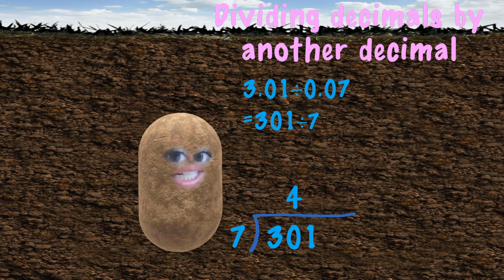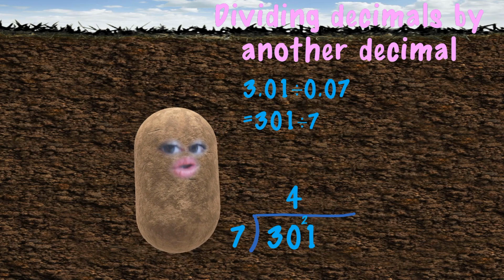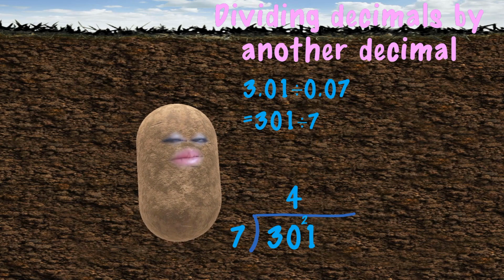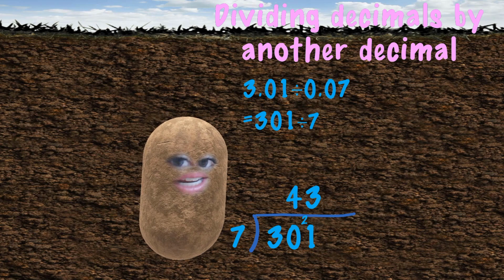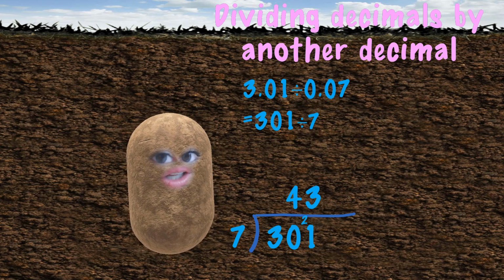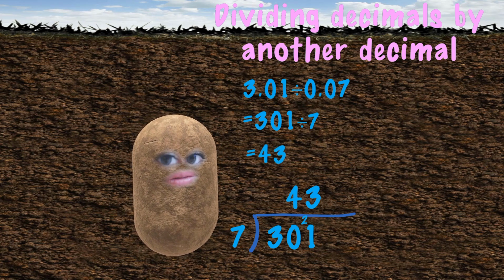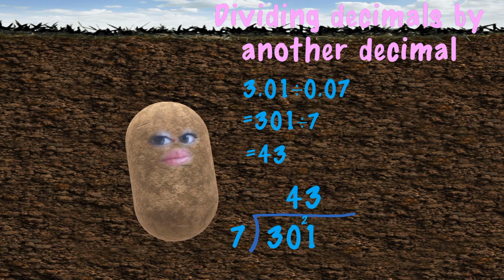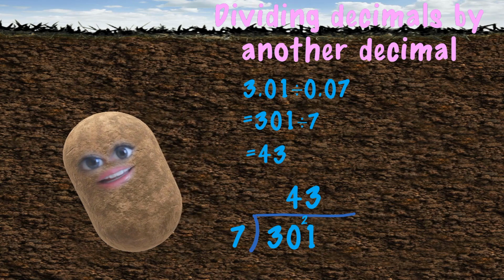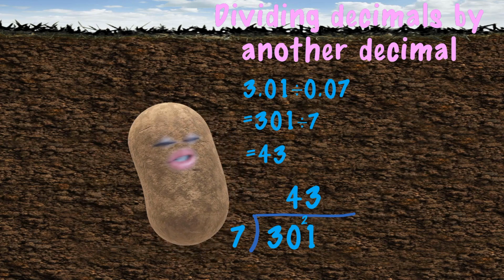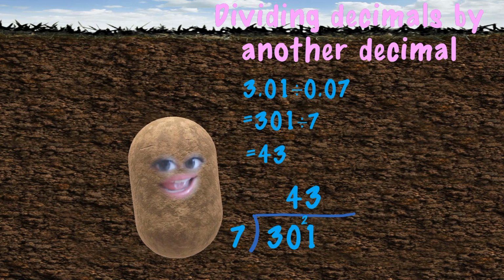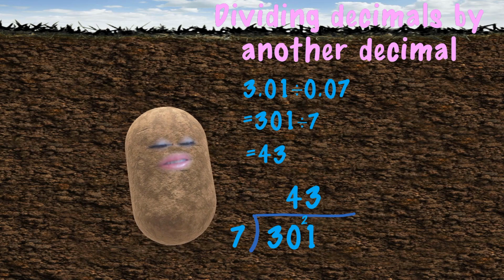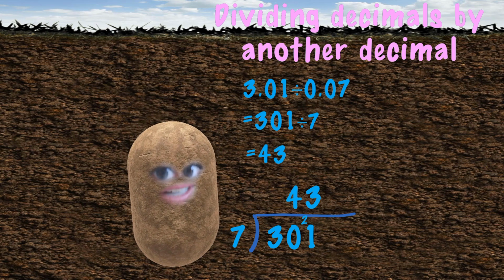30 take away 28 is 2. So we have a little 2 as a remainder. Then 7 times what is 21? 7, 14, 21. So 7 times 3 is 21. So 301 divided by 7 is 43. And because we multiplied both the dividend and the divisor, or the numerator and the denominator, by 100, it's the same answer as 3.01 divided by 0.07.